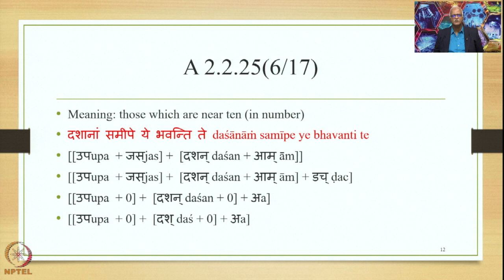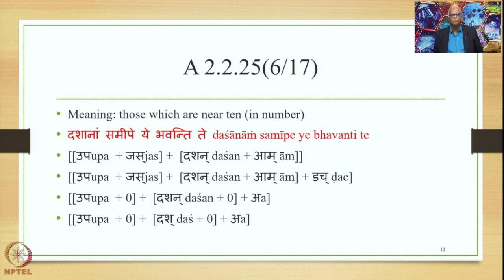The pratipadika in dasha is dashan. So now we have the sutra applying. And so we have the alaukika vigraha ready. So samasa saudhya takes place. Immediately after which the samasanta pratyaya dach gets added. Bahuvrihav sankhyaya dach abahuganat. According to this particular sutra in 5.4. And so we have upa plus jas plus dashan plus am plus dach.